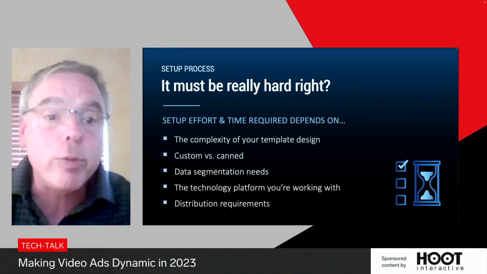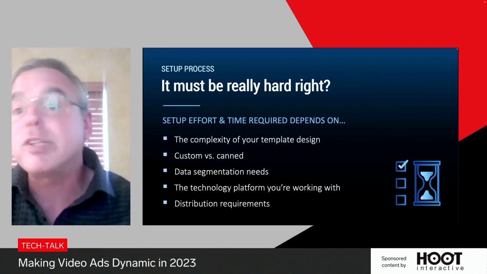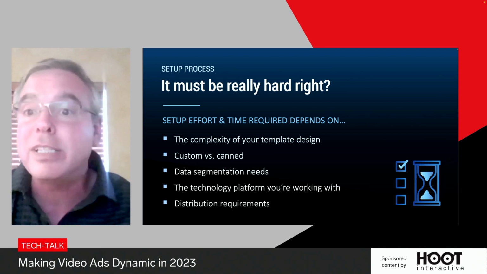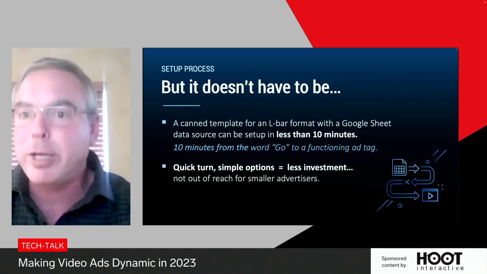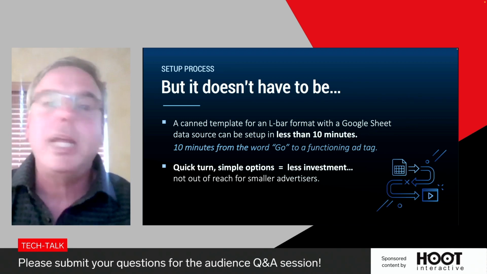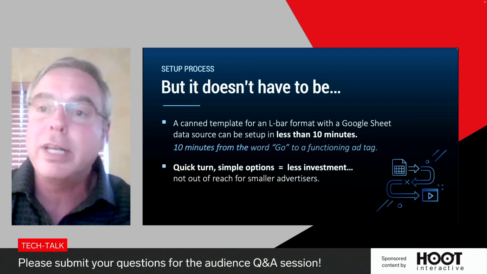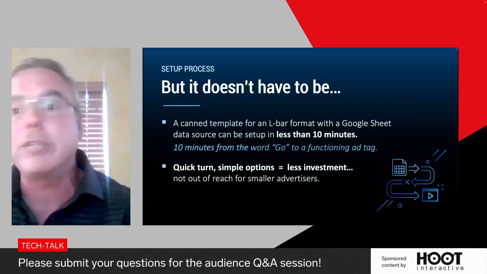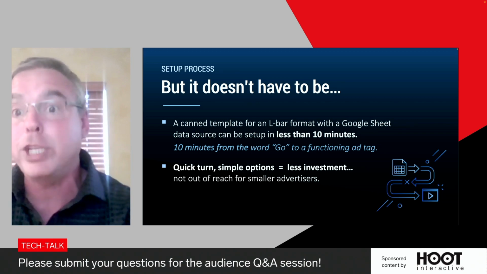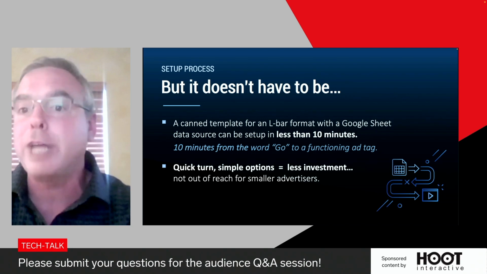Technology platform you're working with, distribution requirements, there's probably a lot of other variables that would affect campaign setup that I didn't list here. But the important thing to know is it doesn't have to be complicated. And if you use something simple like I did with the Denver Nuggets, with that L bar, putting the content next to it, connecting it to a very simple data source like a Google Sheet, that can actually be set up literally in under 10 minutes.